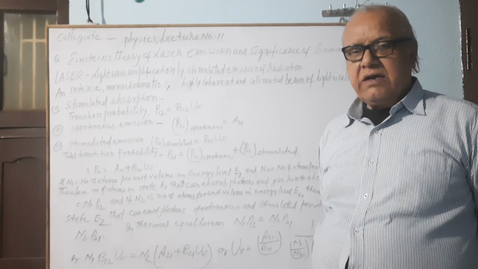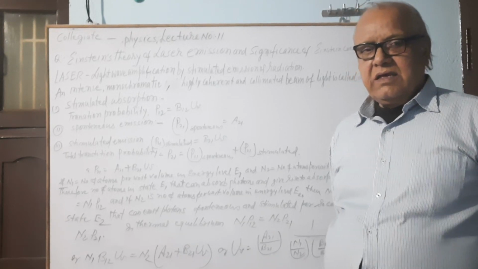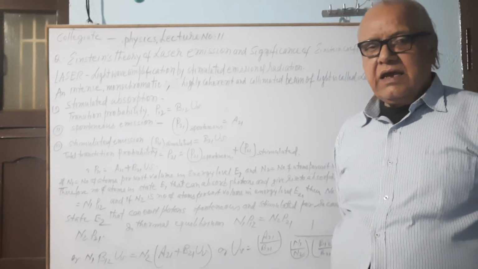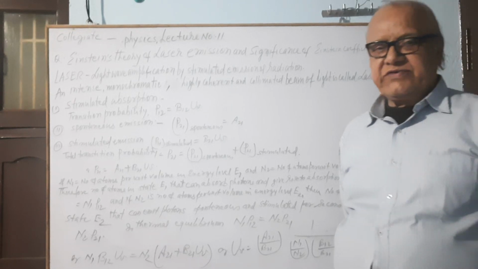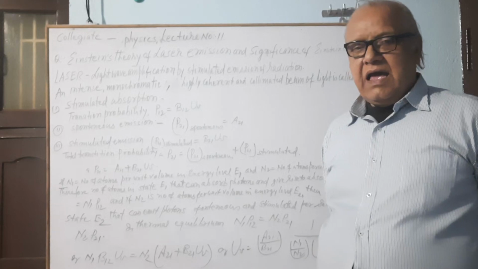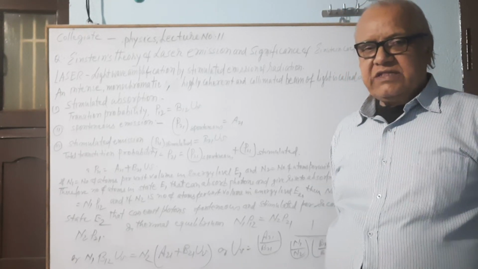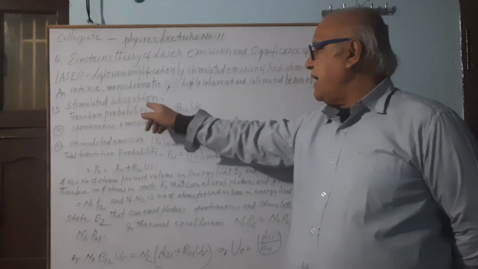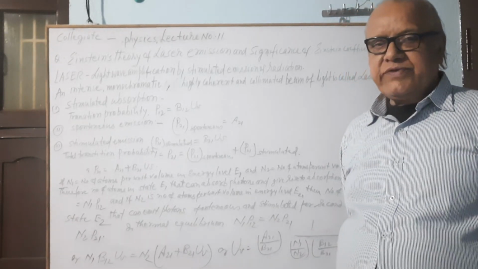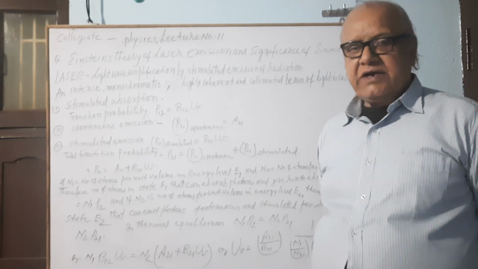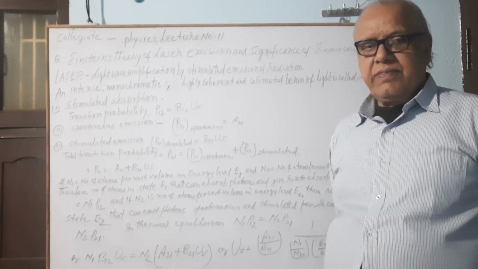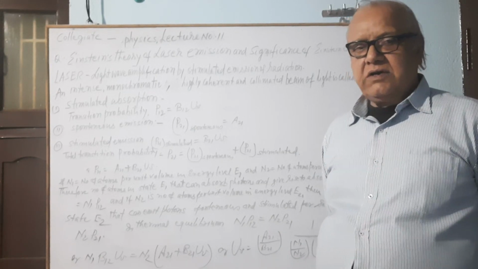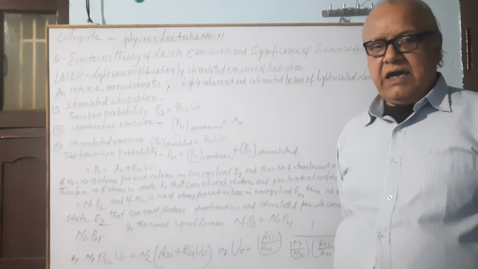When atoms are in the ground state and energy is given to the atoms, then the electrons of the atoms go to the excited state. They absorb energy and they go to excited state. We say that the atom is excited. This is called a stimulated absorption because the atoms absorb electromagnetic energy, and due to absorption of energy, the atoms jump to the excited state. This is called only absorption or a stimulated absorption.